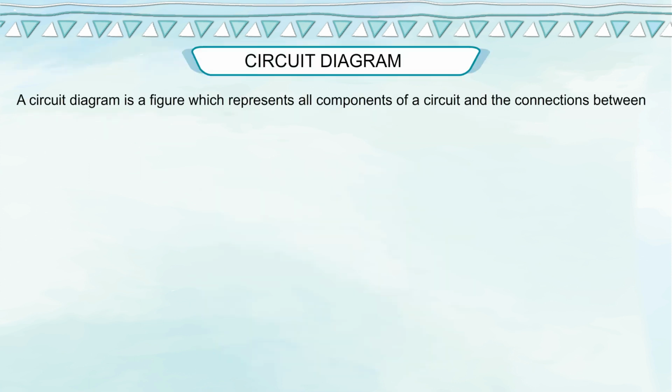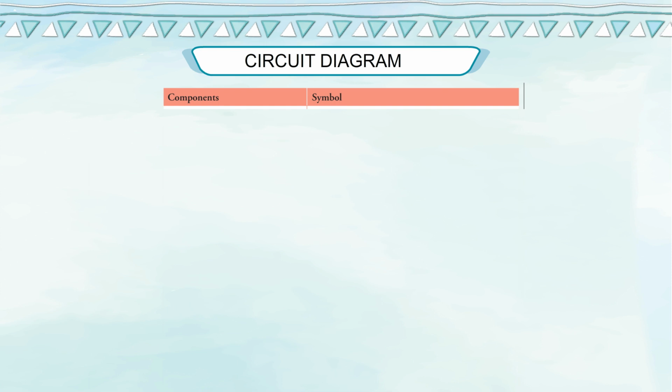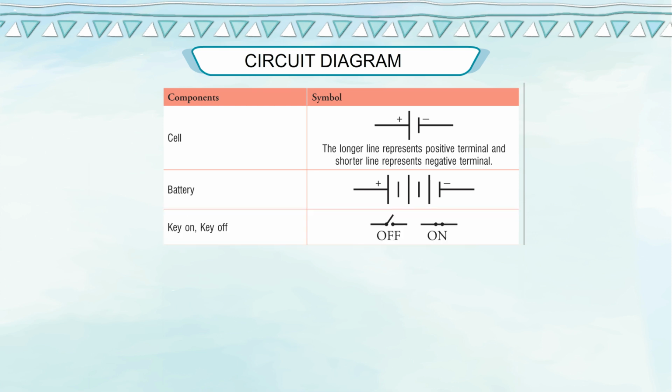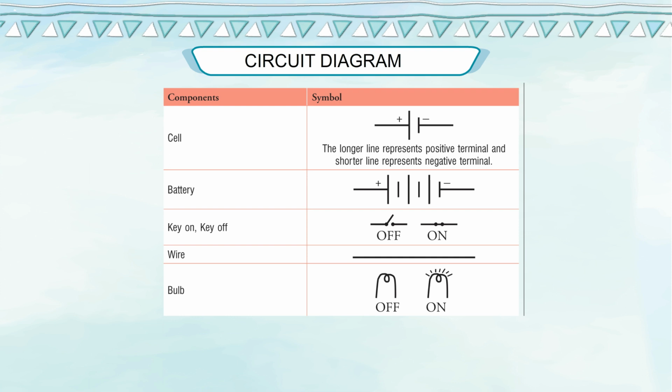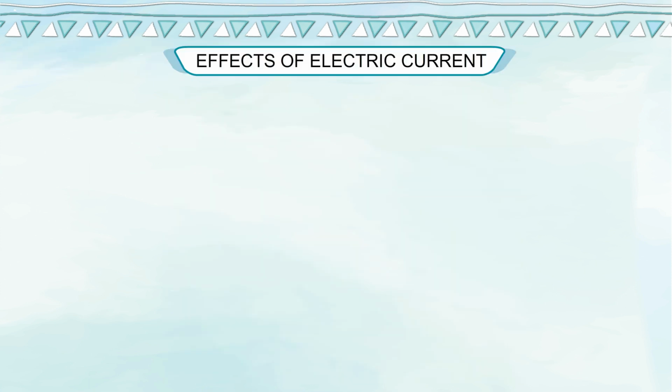Circuit diagram. A circuit diagram is a figure which represents all components of a circuit and the connections between them. In a circuit diagram, different components are shown by symbols which are easy to draw. Some of these are as follows. Components, symbol. Cell. The longer line represents positive terminal and shorter line represents negative terminal. Battery. Key on, key off. Wire. Bulb. Off, on. Ammeter. Voltmeter.